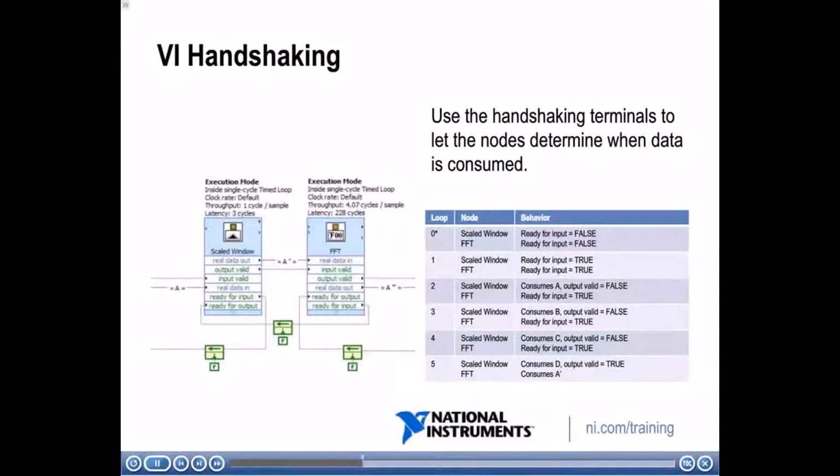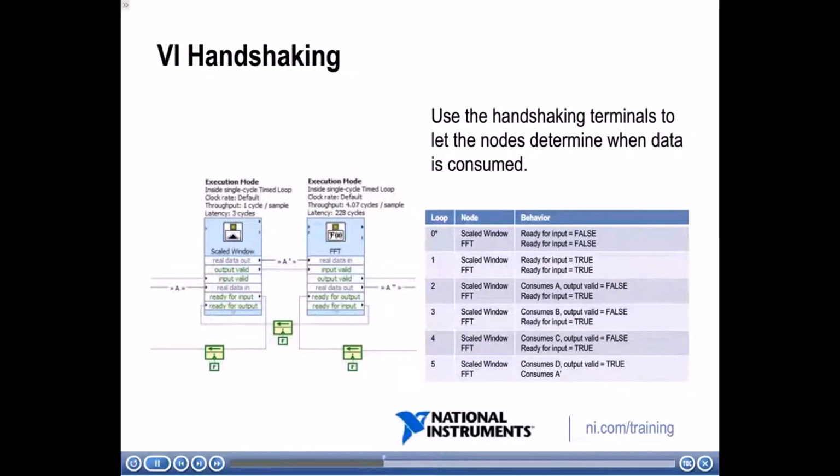Okay, so let's take a look at a practical example of VI handshaking. Here let's take a look at what we got on the block diagram. We've got two multi-cycle nodes inside a single cycle time loop. The first node we see is a scaled window. The scaled window has a throughput of 1 cycle per sample and a latency of 3 cycles. That means the scaled window is going to be able to accept the new input every single cycle. But the latency, the output associated with each input, is going to happen 3 cycles later.